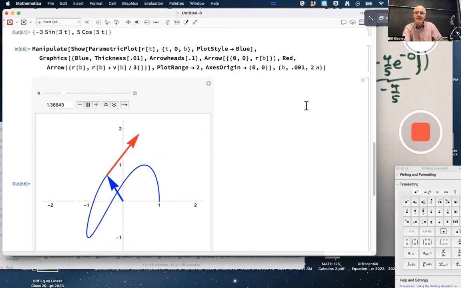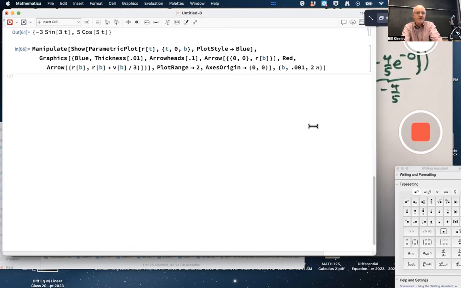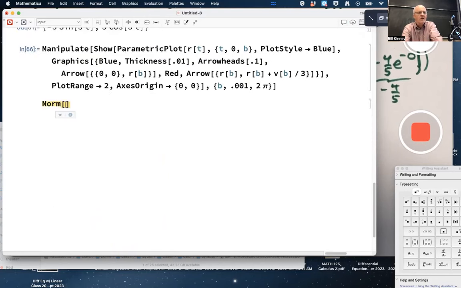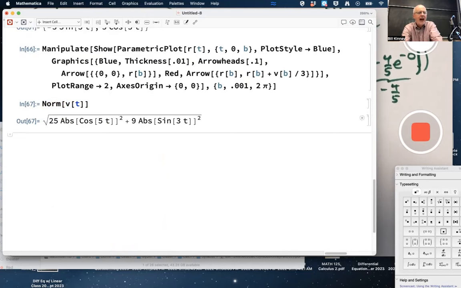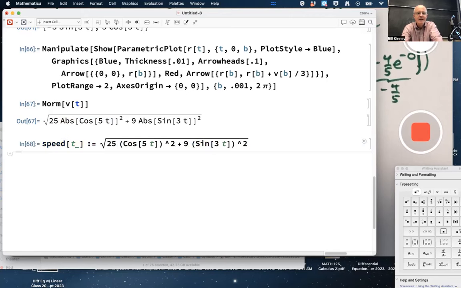The speed is the length of the velocity vector, called the norm. That's the speed. ABS stands for absolute value. You actually don't need the absolute value signs here because you're squaring the cosines and sine. I can say the speed is the square root of 25 cos 5t squared plus 9 sine 3t squared. That is the speed. It's not a constant speed.